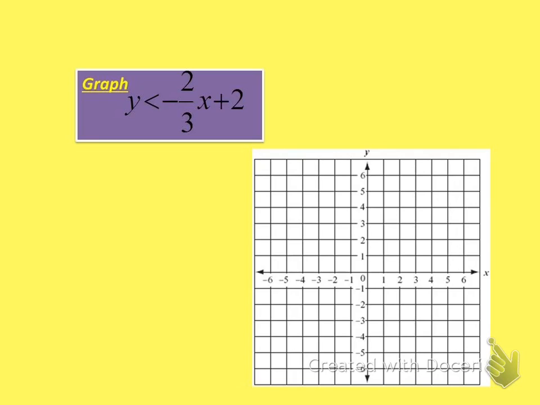So we're going to start at 2 on the y-axis, right there. Let's get a different color, something we can see. Nice and bold and red. There we are. Okay, with this one, how are we going to move? Down 2, right 3, or we can move up 2, left 3.